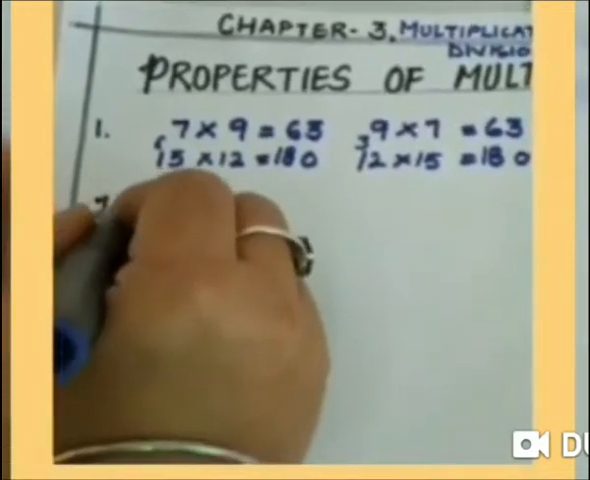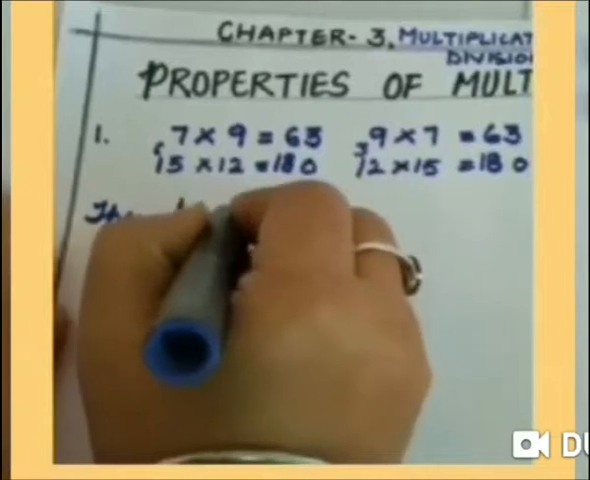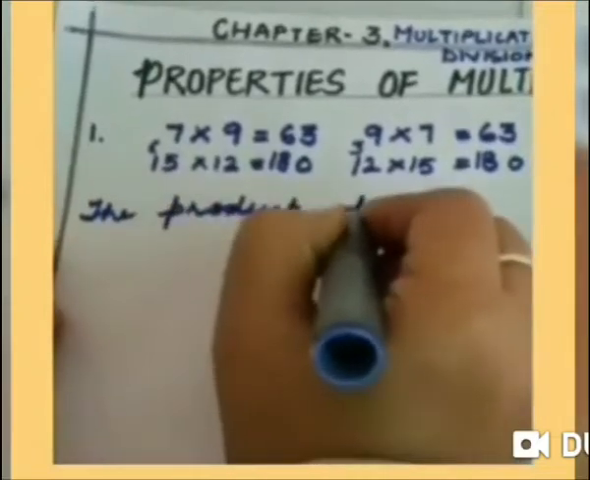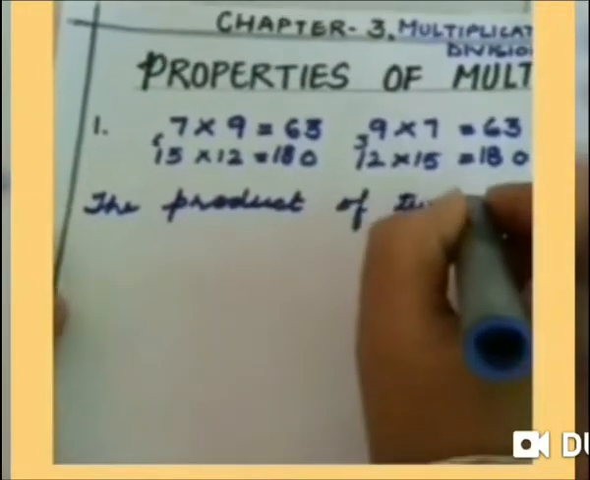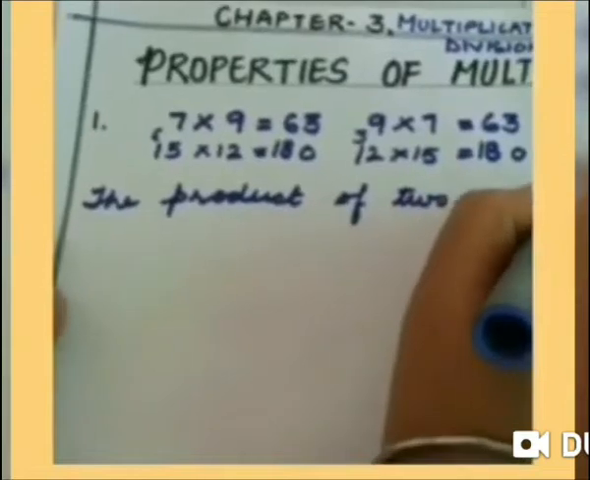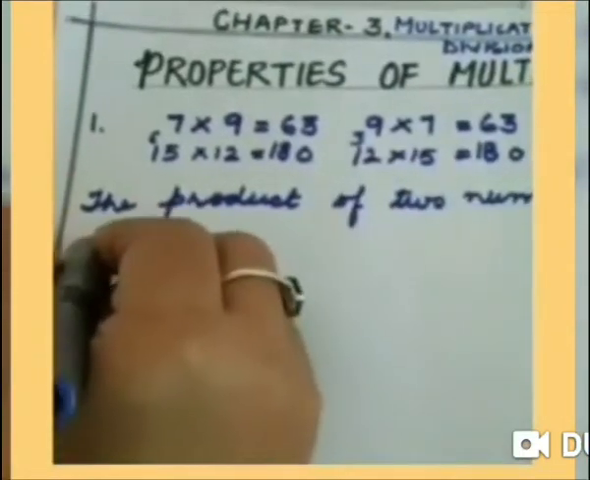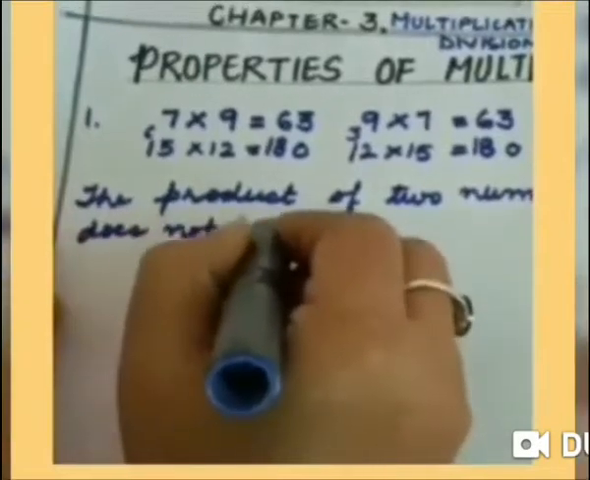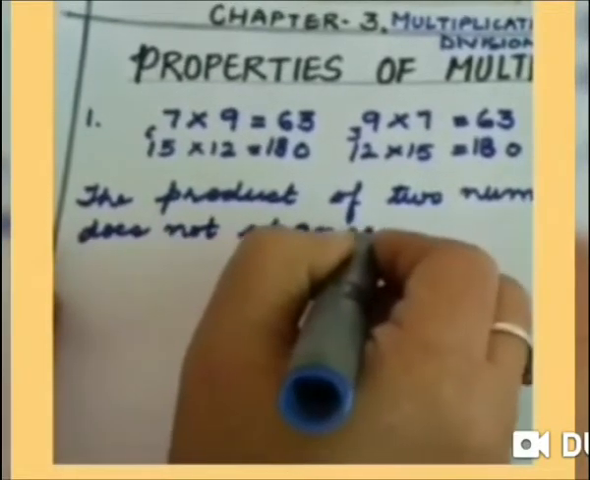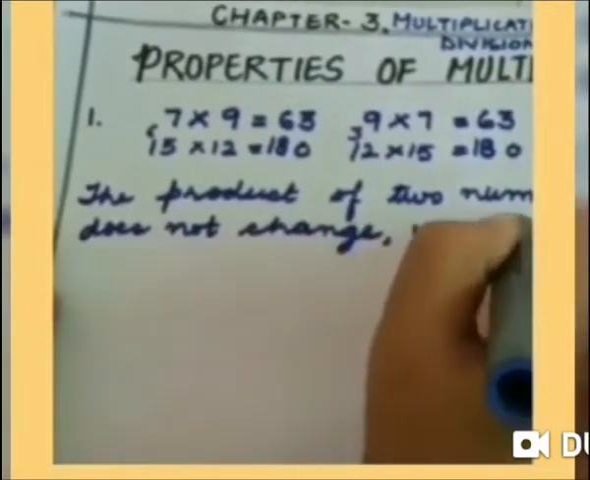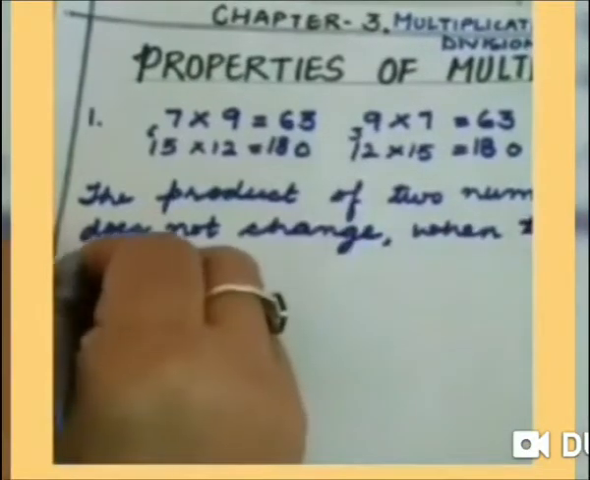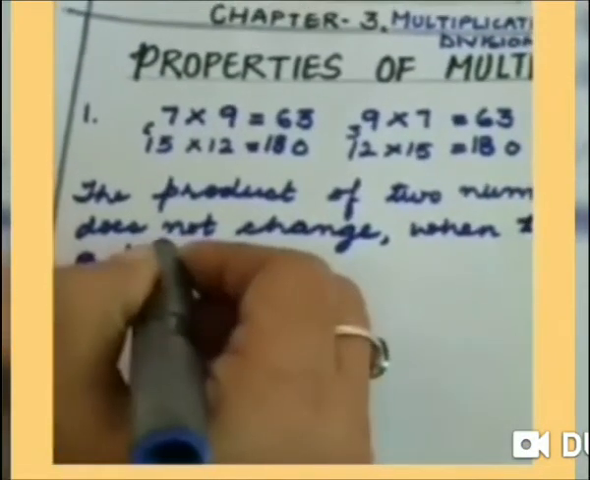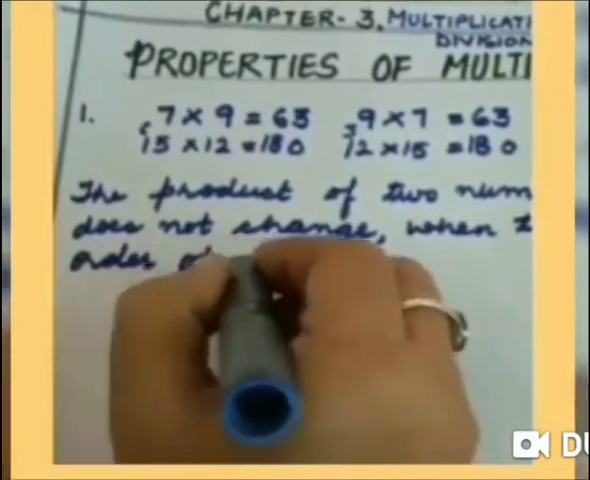It says the product of two numbers does not change when the order of numbers is changed.